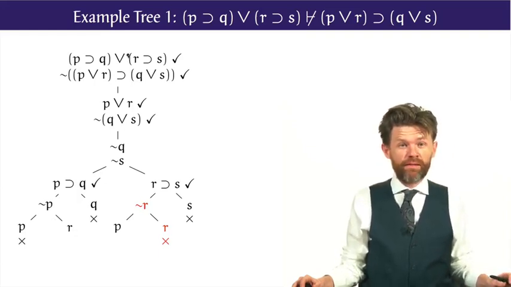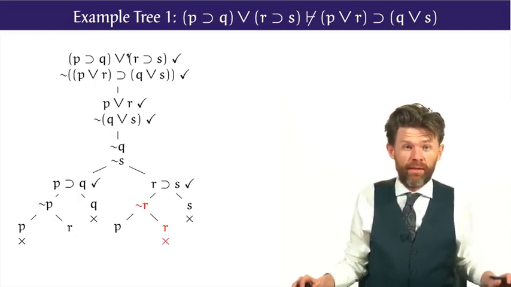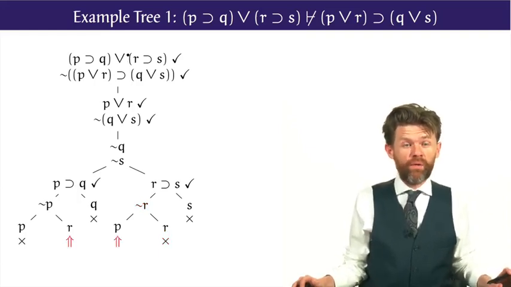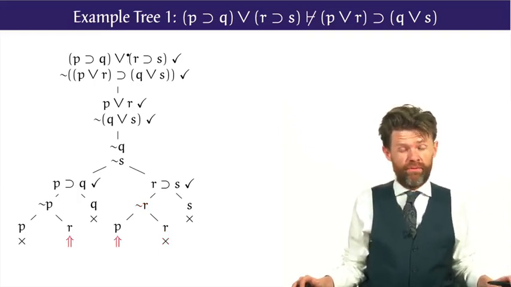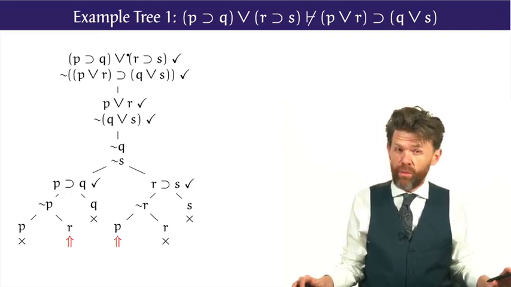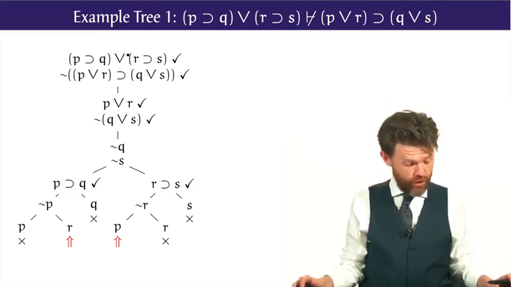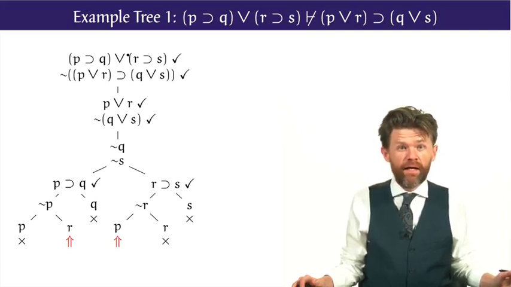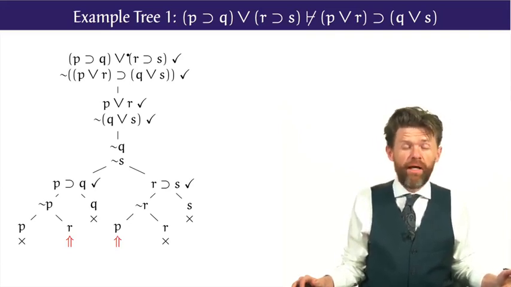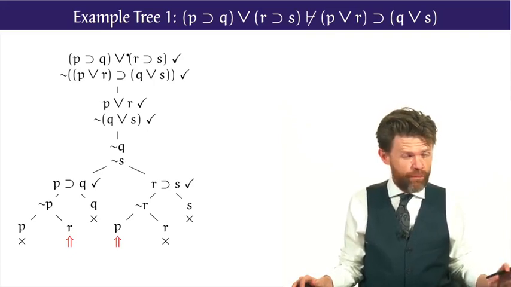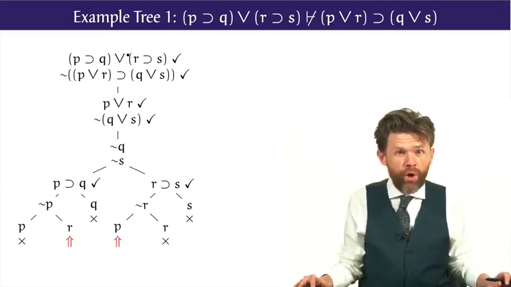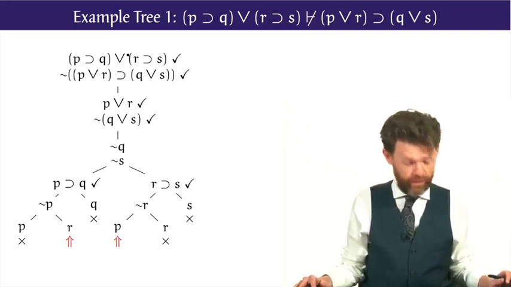any of the complex formulas have been processed. There's no information left to extract at all. So what I've got left is two open branches. We know straight away this argument is invalid. These two branches show us that there's two different ways of making the premise true and the conclusion false. But we're not going to stop there. Let's focus on one of these open branches and see what it says.